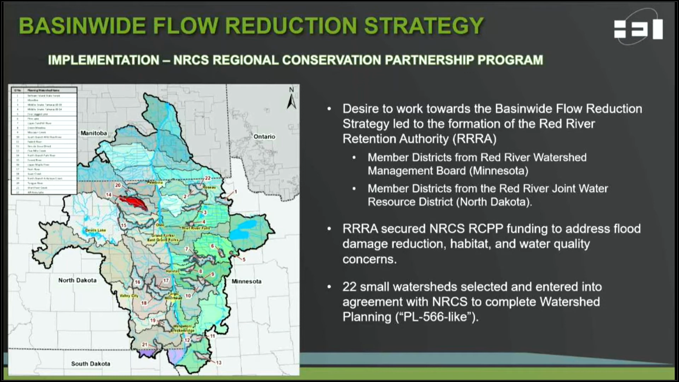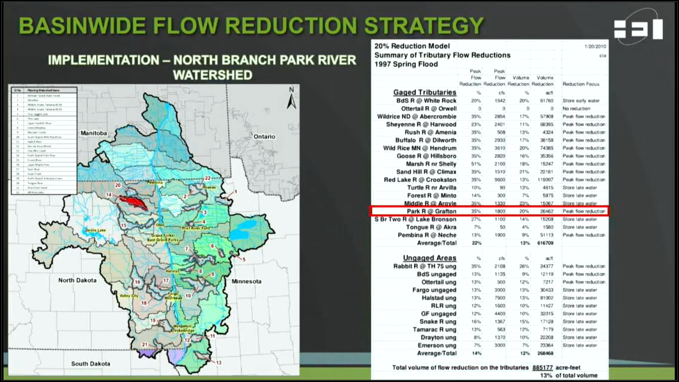You see it highlighted in red there on the map. It's called the North Branch Park River Watershed. This particular area is actually where some of those photos we looked at earlier in the slides were taken. It is within the Park River tributary.